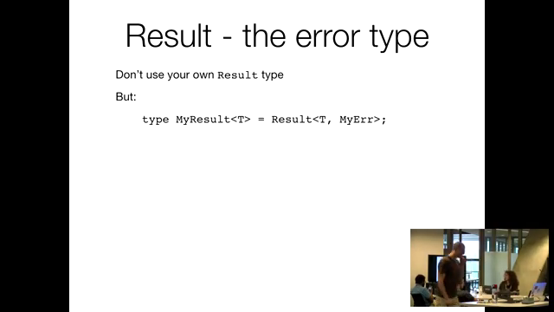On the other hand, aliasing the result type is almost always a good idea. If within a module you are using a single error type, then having an alias for that makes your code much clearer.